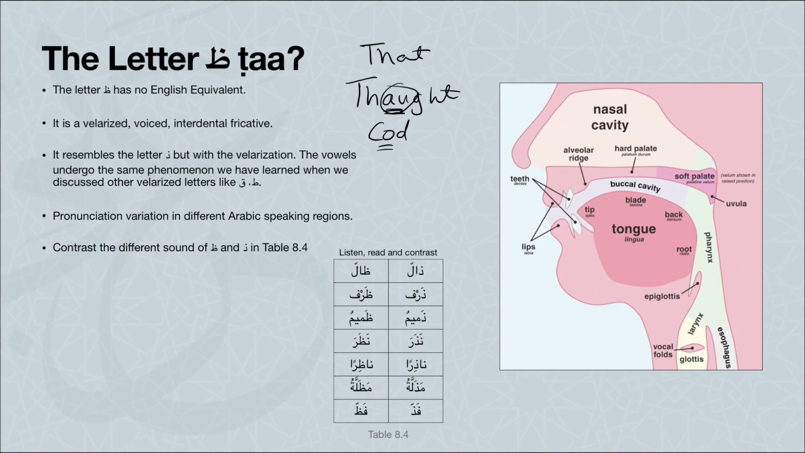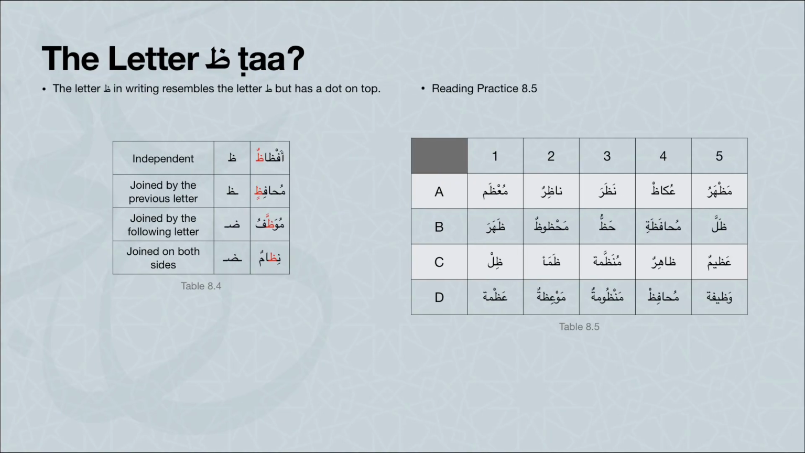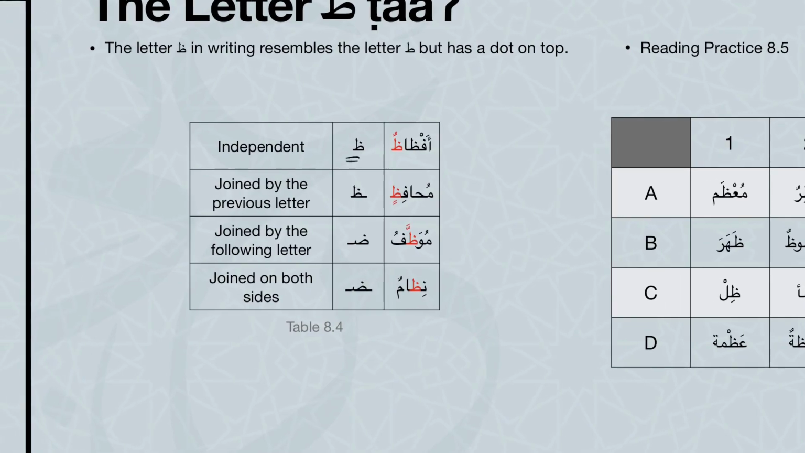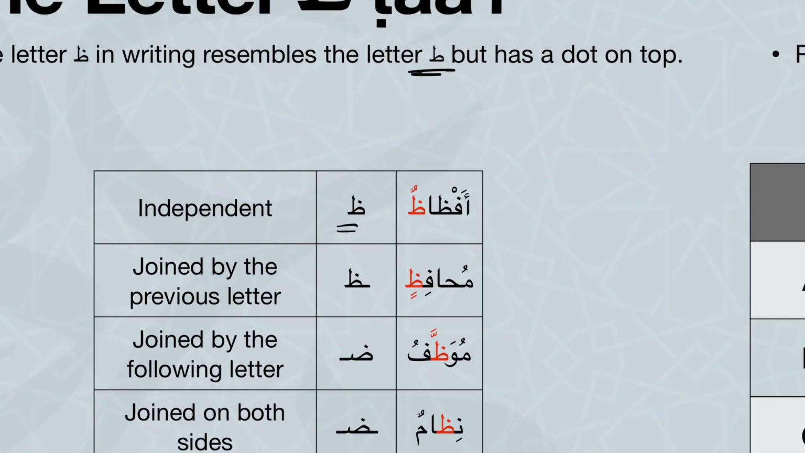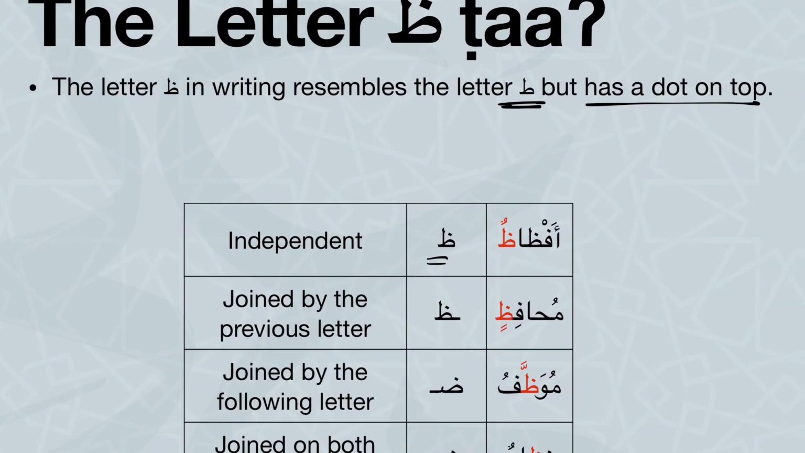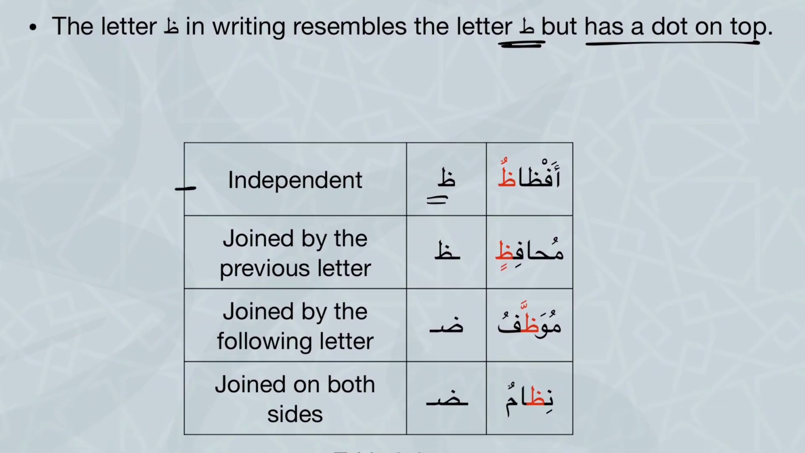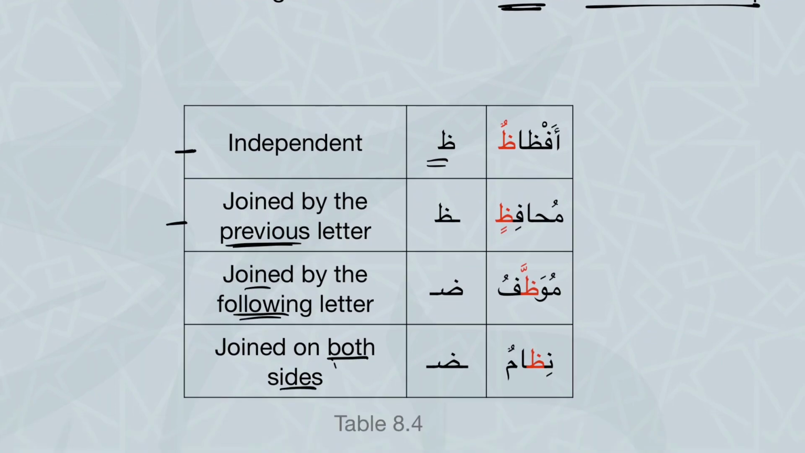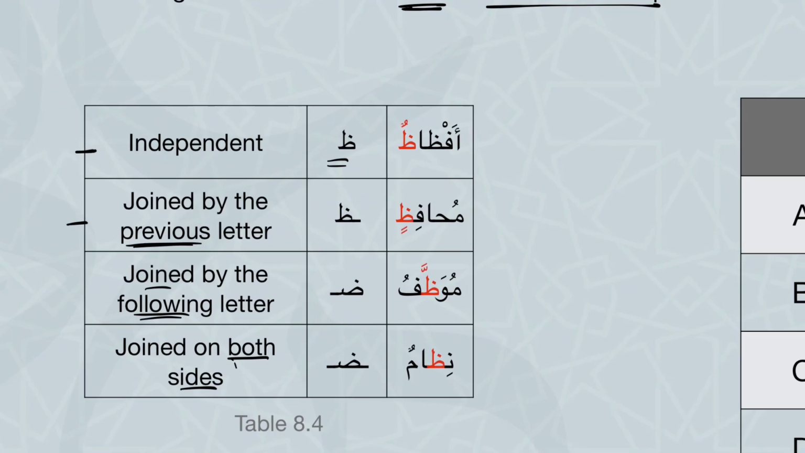No one is typing, no hands are being raised, so I think we're good. So we'll jump to how to write it. It bears a very close resemblance to the letter ta, but the only difference is that it has a dot on top. Of course it's a connector letter, so it has the independent form, joined by something before it, joined by something after it, and joined on both sides. And again, the ta and this letter require no tooth in writing, so I would just write it like this with no tooth, unlike the sa and the da.